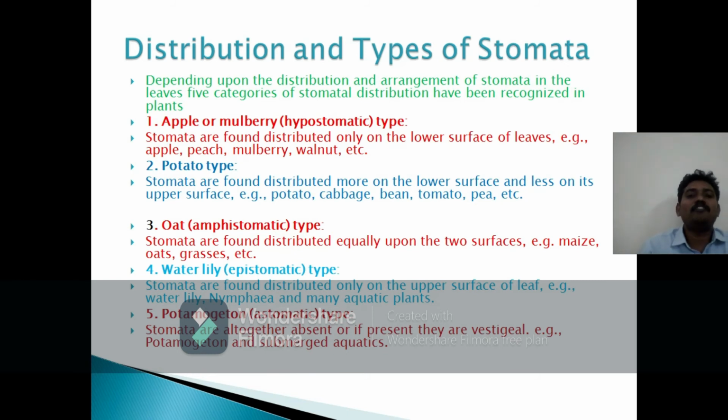We could not find any stomata on the leaves of these plants, or if stomata are present, those are vestigial. So these are based on the distribution and arrangement of the stomata. The stomata are categorized into 5 types.